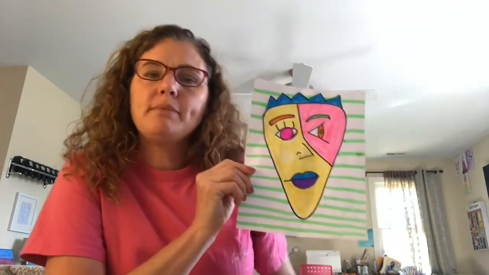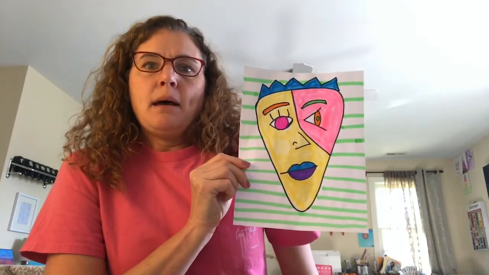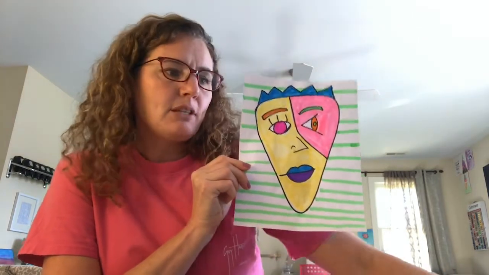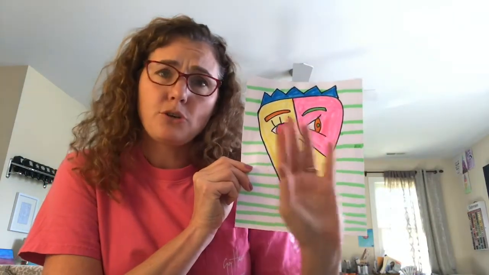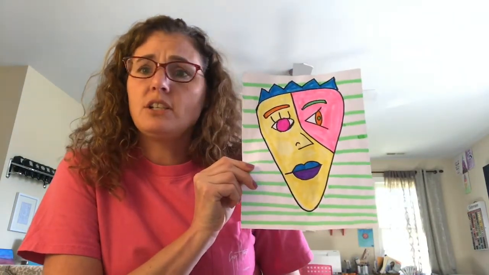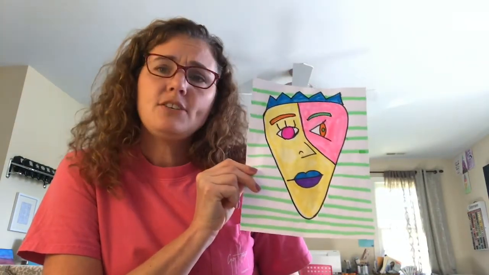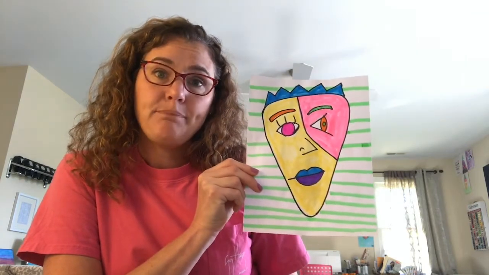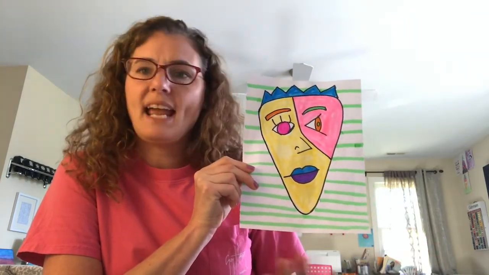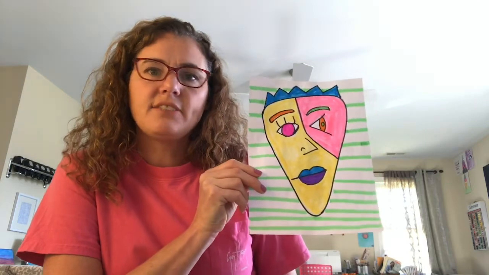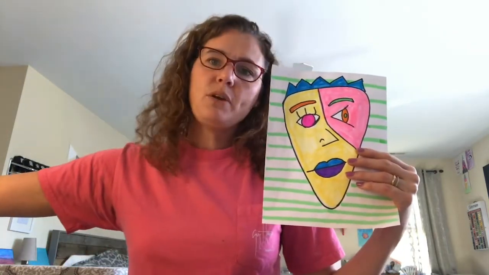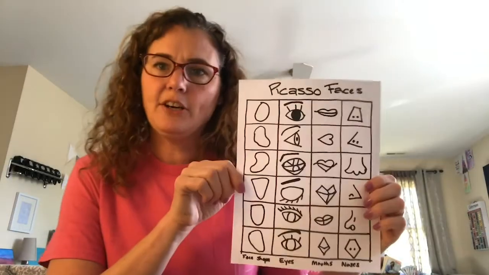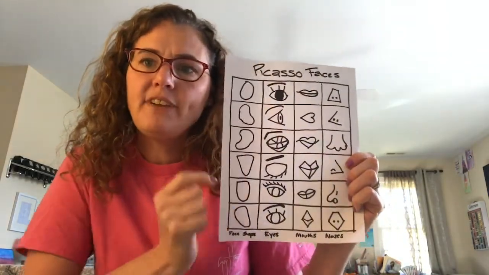Now, so far we've been using crayons. But for this one, I found some markers that I had around here. So if you have markers or crayons, you can use whatever you want, but I'm going to use markers in this demonstration today, but feel free to use any kind of coloring device you have. All right, so here's my sample. Now, I'm going to also attach this sheet right here, and it says Picasso Faces.